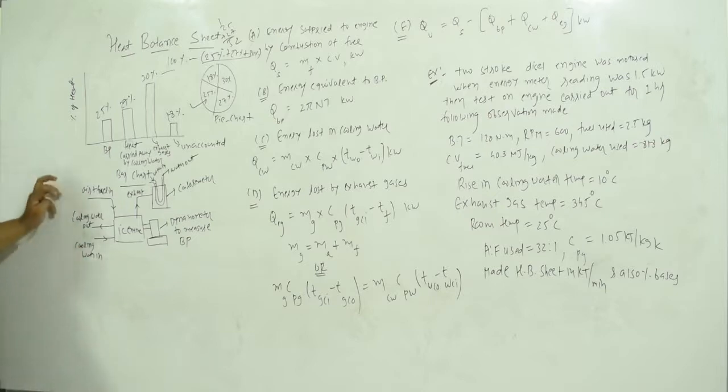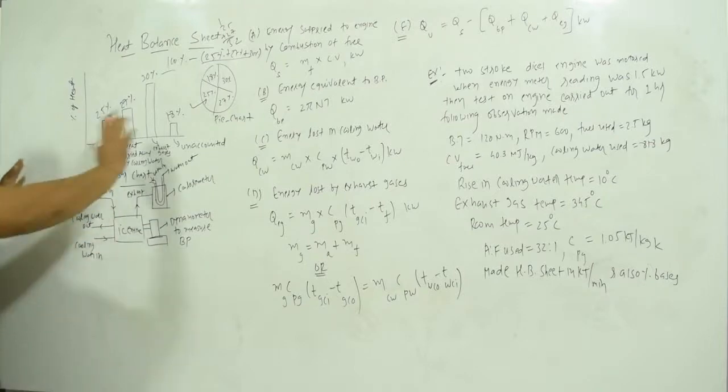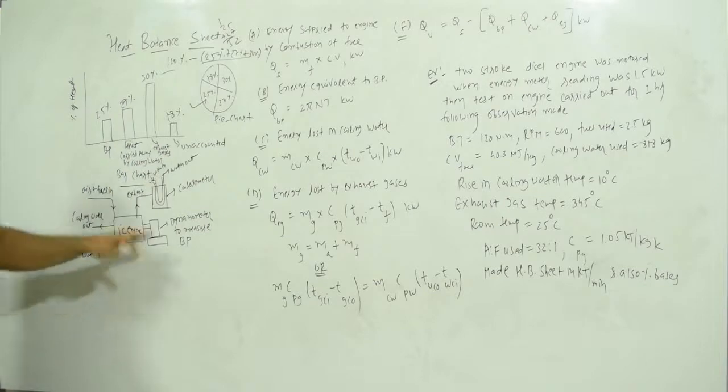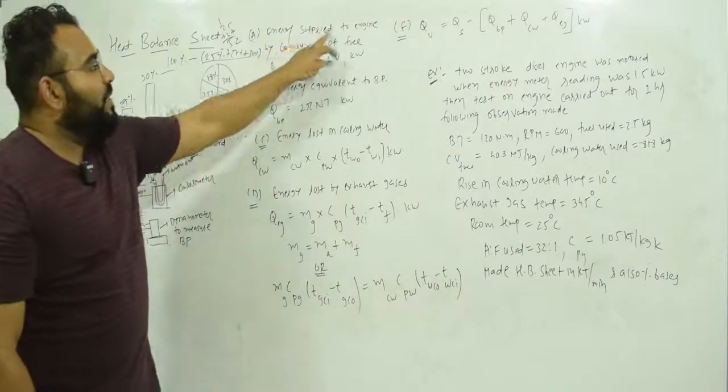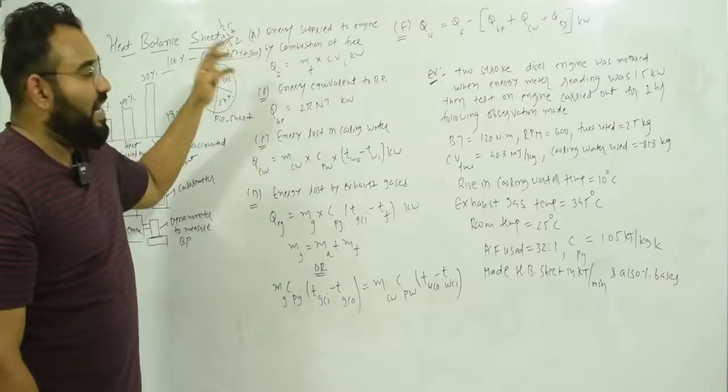From here I can find out the heat lost by cooling water, and this is the mass of fuel supplied in. So you can say air plus fuel in. So this kind of mechanism we have in the ICE engine. So we know that energy supplied means 100% of the energy that I am giving.